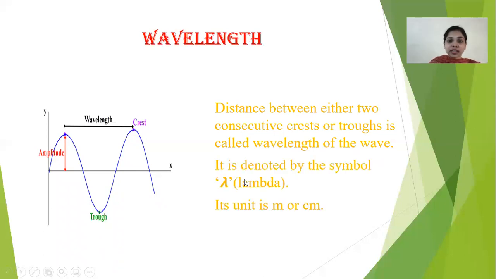It is denoted by the symbol lambda, and it is measured in meters or centimeters because it is also a type of distance we can measure. So amplitude is the height of the crest and the trough, and wavelength is the distance between two consecutive crests or two consecutive troughs, which is denoted by lambda.